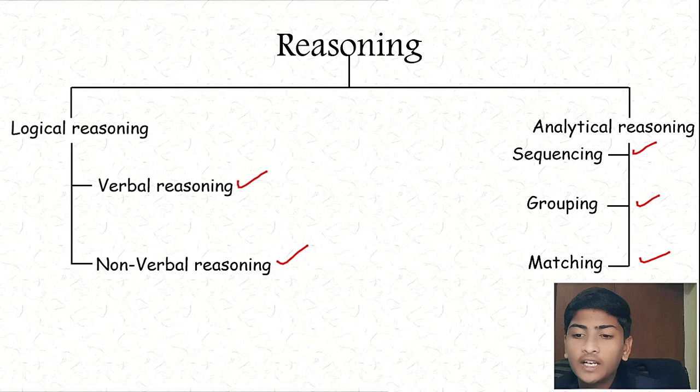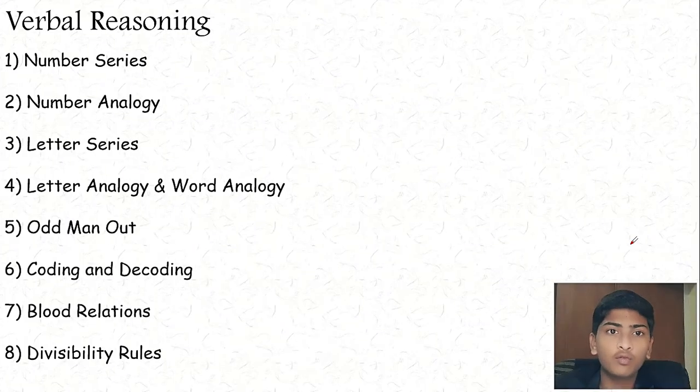Now let's discuss separately about verbal reasoning and non-verbal reasoning. Verbal reasoning has different topics in it: number series, number analogy, letter series, letter analogy and word analogy, odd man out, coding and decoding, blood relations, divisibility rules. Now let's solve one problem related to number series.